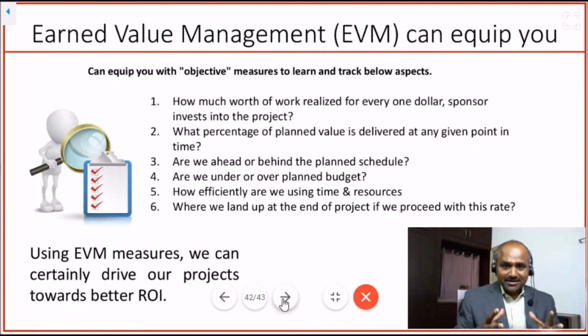It brings rigor. So, using earned value management, you can describe today in objective terms. You can predict the future in objective terms. It brings objectivity. That means it removes subjectivity. It ensures that all the stakeholders will have the same opinion, the same mapping on the project context, because these are numbers and percentages. It certainly can help you take better decisions and thus improve the return on investment on your project.